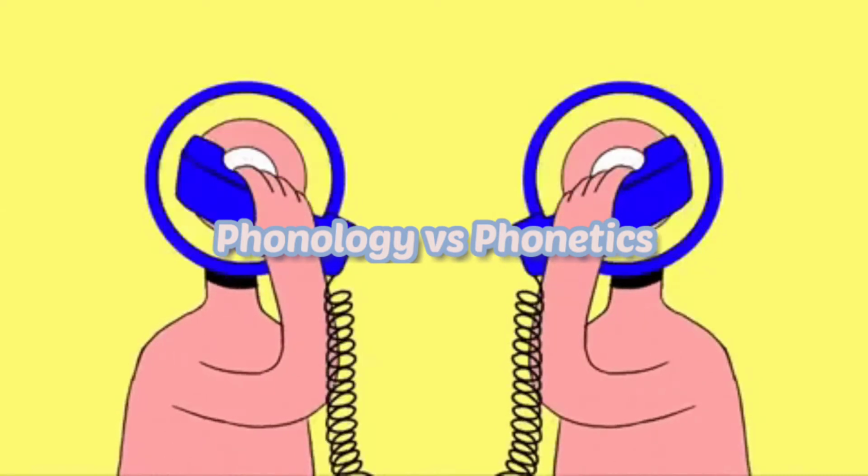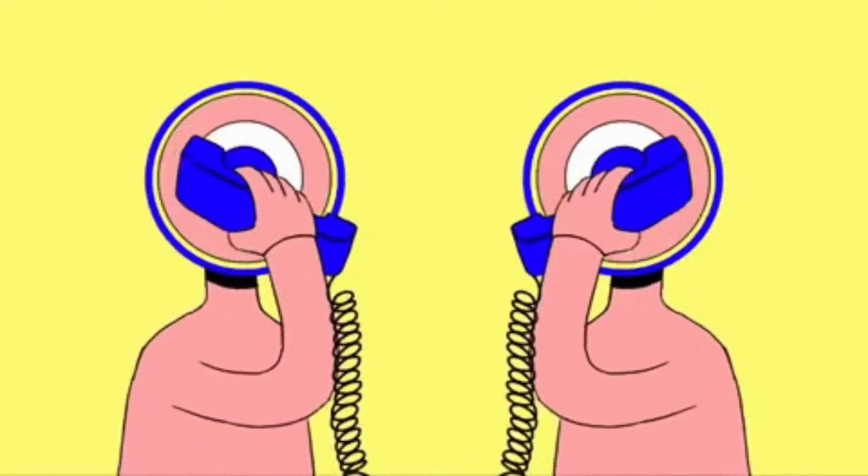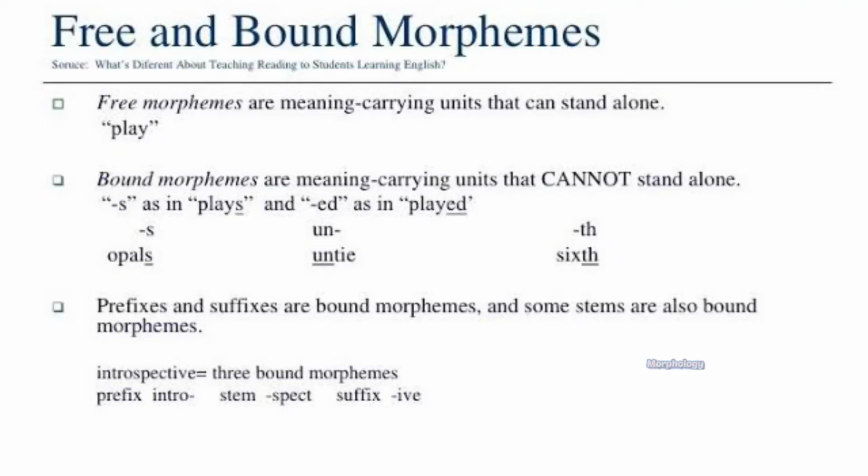Let's move on to the next topic, morphology. What is morphology? Morphology is a branch of linguistics and one of the major components of grammar. It also studies word structures, especially regarding morphemes.